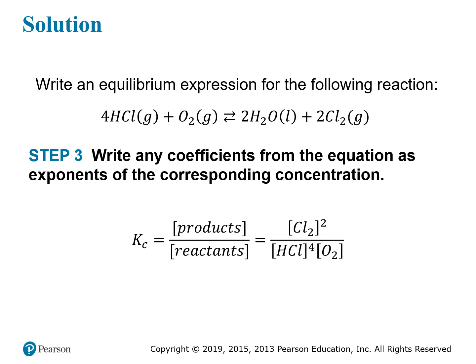And then the last step is to include those coefficients, right? We're still leaving out water, so I ignore that. The Cl2 gets raised to the power of 2, or squared, and HCl gets raised to the power of 4. Okay? Oxygen, again, just has a 1, so you leave it as a 1. And so this is the final expression. The only thing different here from the example we did previously is that there's a liquid here, which gets left out of the equilibrium.